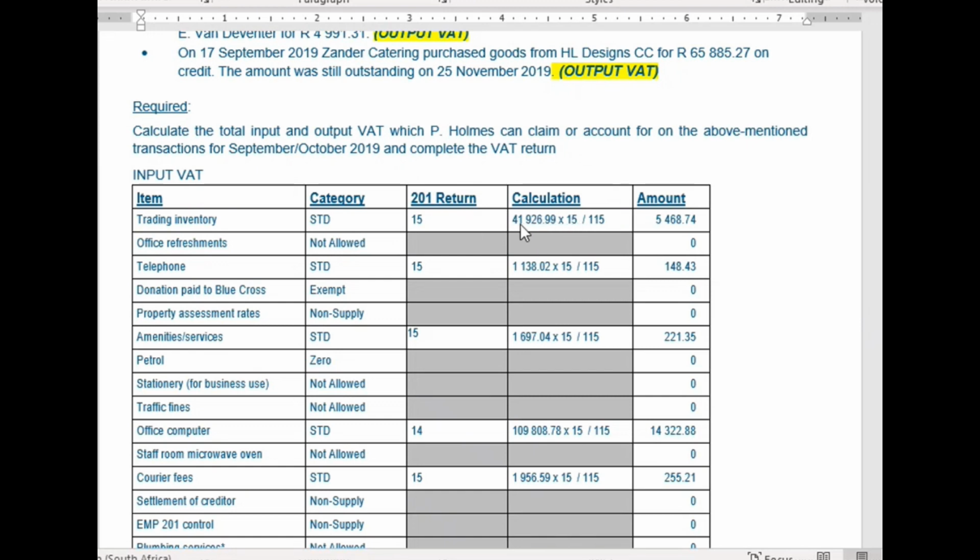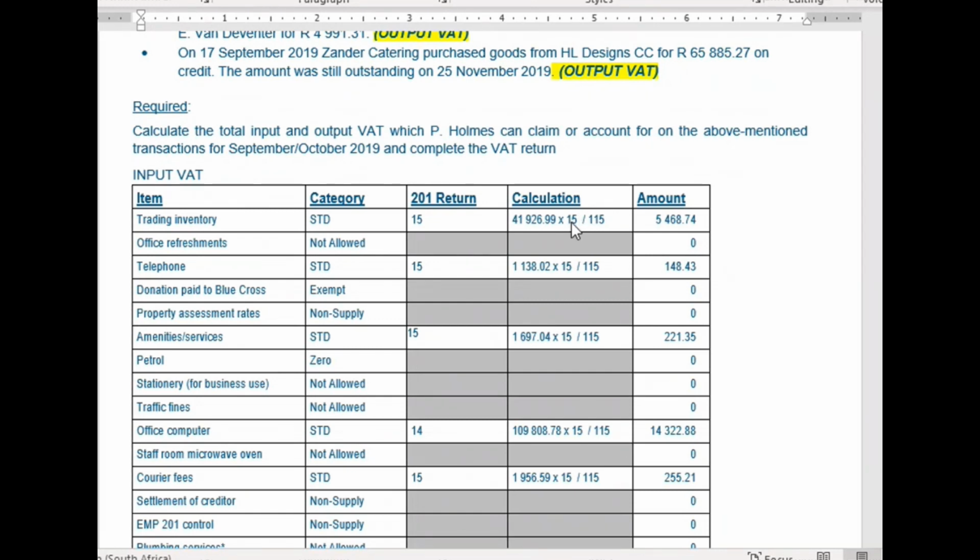Now, in this case, because you are trying to calculate the VAT amount and you are given the VAT inclusive amount, the way we do it is we take the VAT inclusive amount, we multiply it by 15, and then we divide by 115. Okay, this is the short way of doing it.